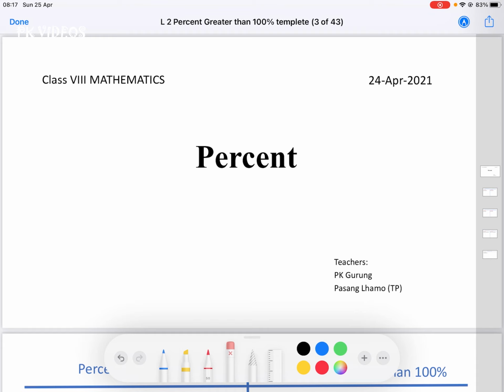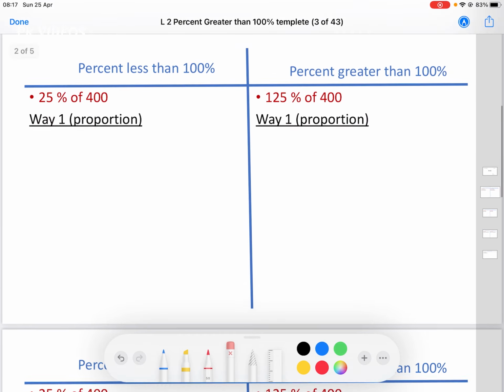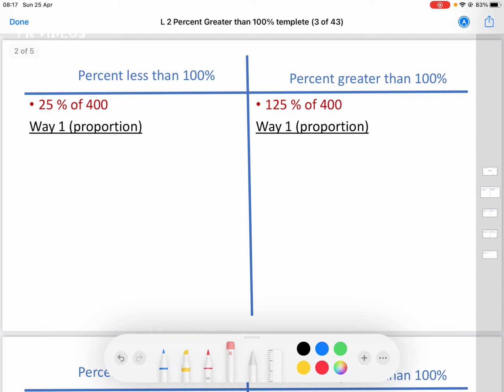Today's lesson is on percent. We'll see a percent less than 100% and a percent greater than 100%. To solve a percent greater than 100 or less than 100, the way is the same. So we'll look at different ways that we can solve percent.